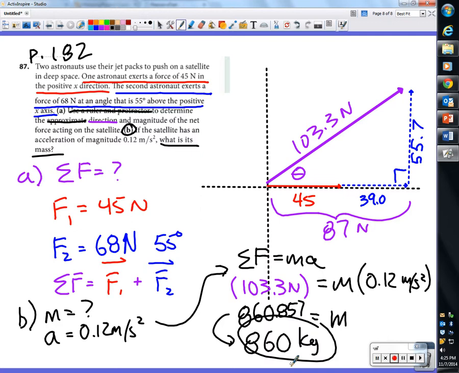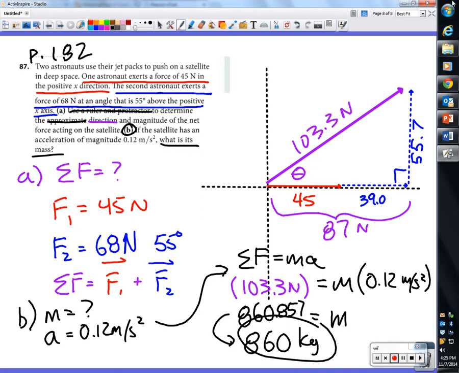Conceptually, we have not done anything different today. We've applied Newton's second law, net force equals mass times acceleration. We have solved for resultant vectors, same thing we did back in chapter 4. So we haven't introduced any new concepts. We've just been applying them in a different way.